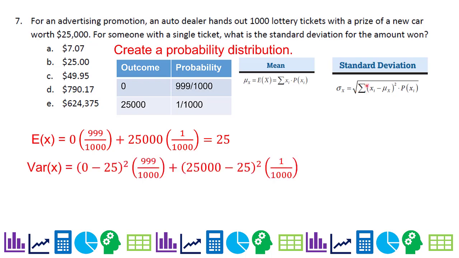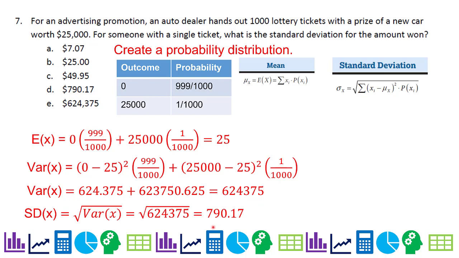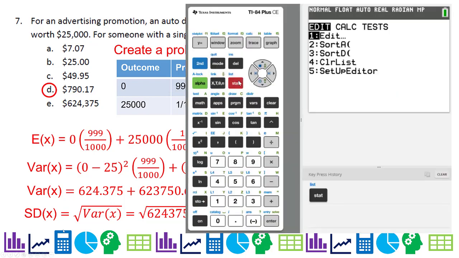So variance, I'm just going to look at adding up all the differences between the outcomes and the expected value. So 0 minus 25, square it, times its associated probability. And then 25,000 minus 25, square it, times its associated probability of 1 over 1,000. Number crunching, we get the variance is 624,375. Take the square root of that for the standard deviation, and we get $790.17.